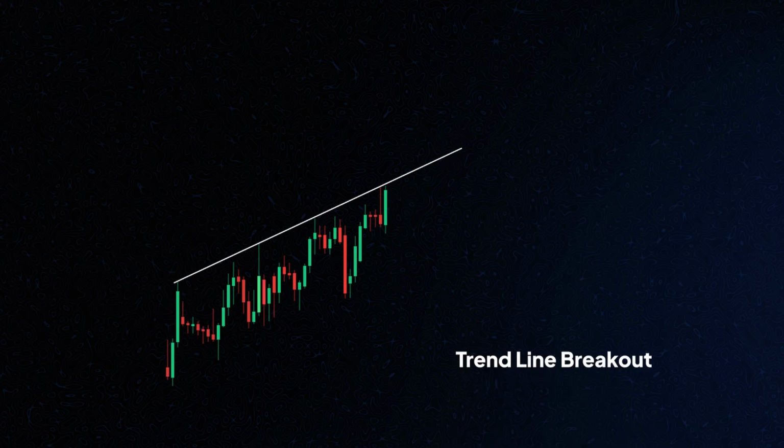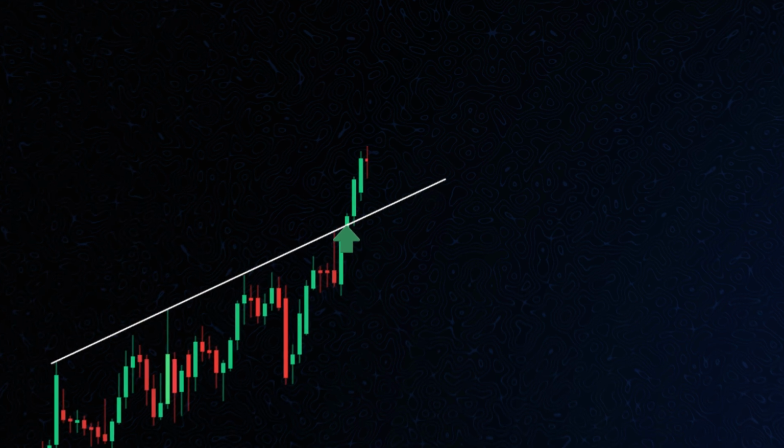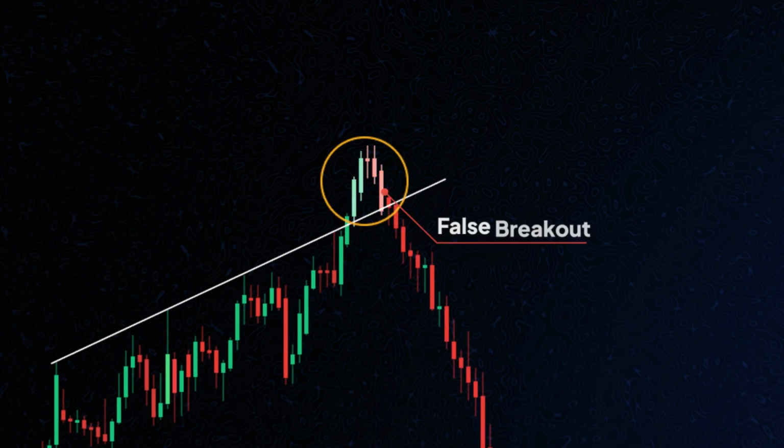The most popular trading strategy is trading trend line breakouts, but it can be tricky. Avoid rushing into a trade immediately. Instead, wait for a retest to confirm the breakout. This method helps avoid false breakouts, which happen frequently.